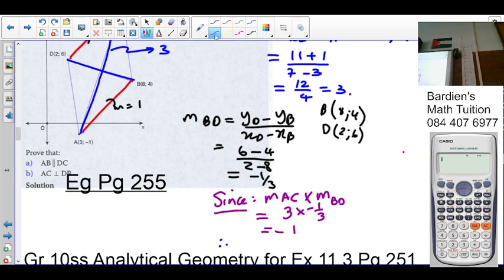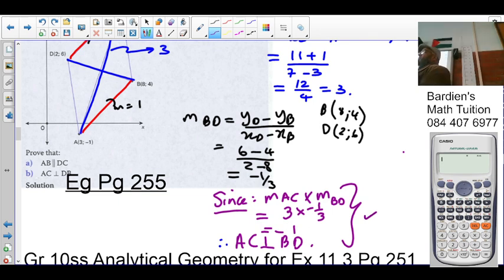Therefore, AC is perpendicular to BD. People, this conclusion is 1 mark. If you do that properly, you get the 4th mark, or the 5th mark, depending. People, you guys understand? Any confusion? No, okay.